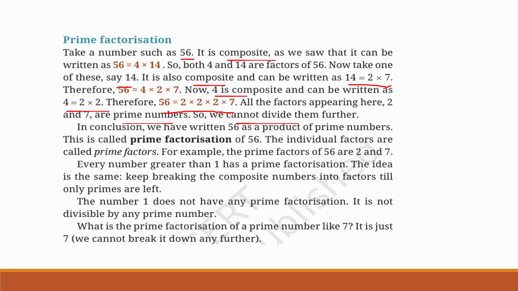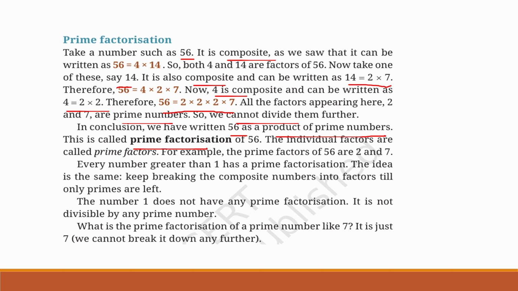In conclusion, we have written 56 as a product of prime numbers. This is called prime factorization. See, 56 is equal to 2 into 2 into 2 into 7. Here, 2 and 7 are prime numbers. So, we wrote 56 as a product of prime numbers. This is called prime factorization of 56.